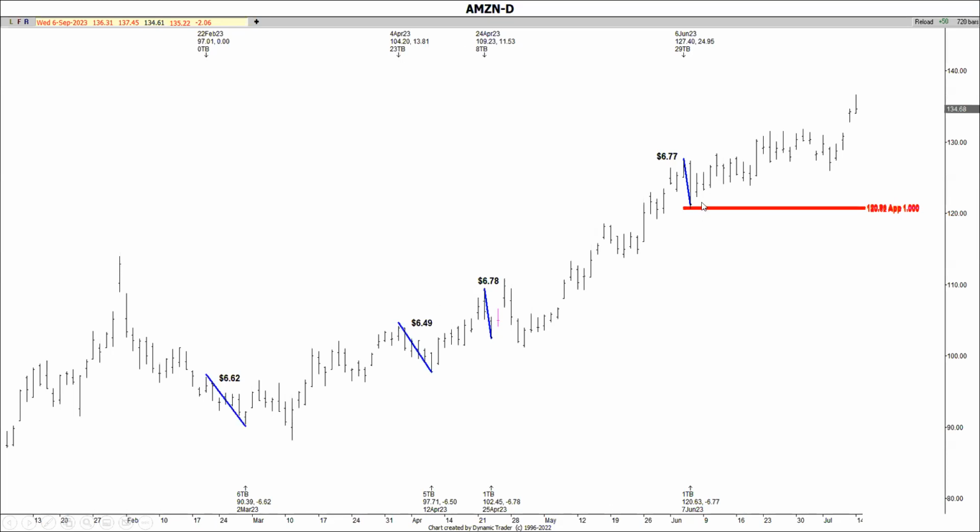And that's what gives us this nice setup area. What do? It's about 120, 121. Put your stop just underneath that. If it busts it, you have a minimal loss, right? We had a nice rally on Amazon after that.